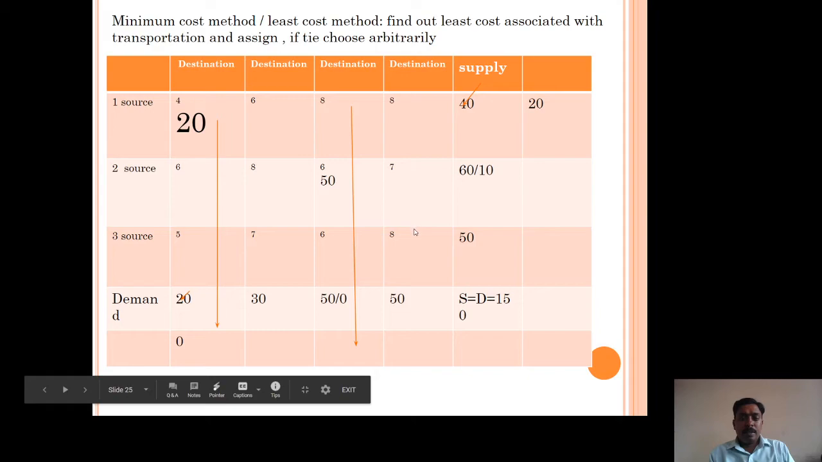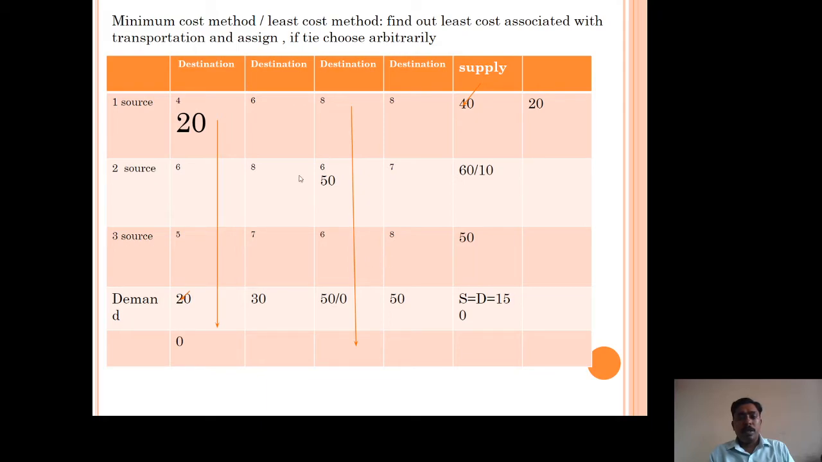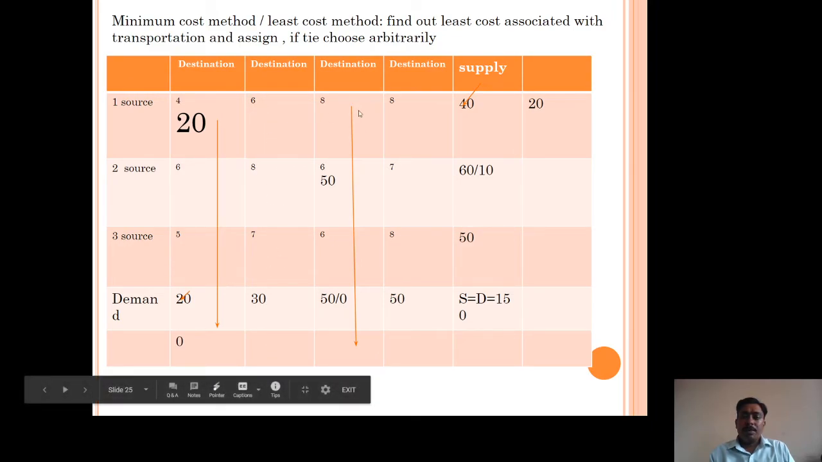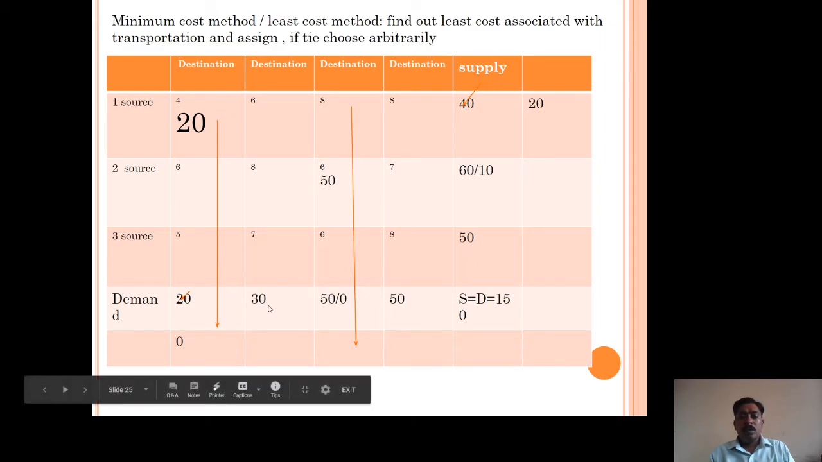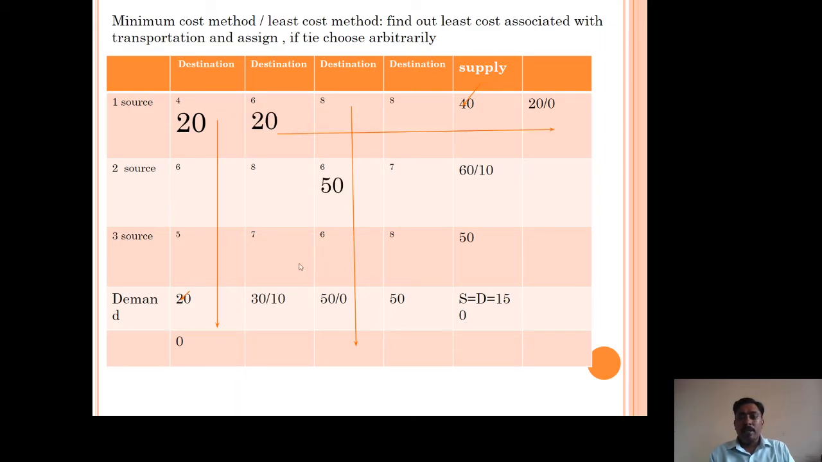Now again analyze and find out which cell has the minimum cost. This is the minimum cost cell. How much quantity can we supply? The availability is only 20 now, because 20 was already supplied. So allocate 20 here. If you allocate 20, source 1 completes its supply, so you can make it 0. And the quantity required here is 30 minus 20, which is 10.